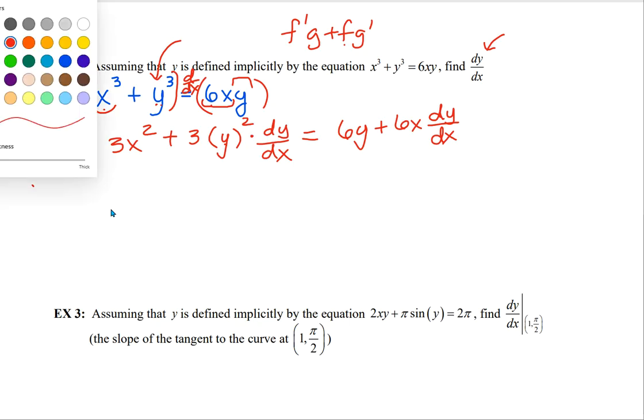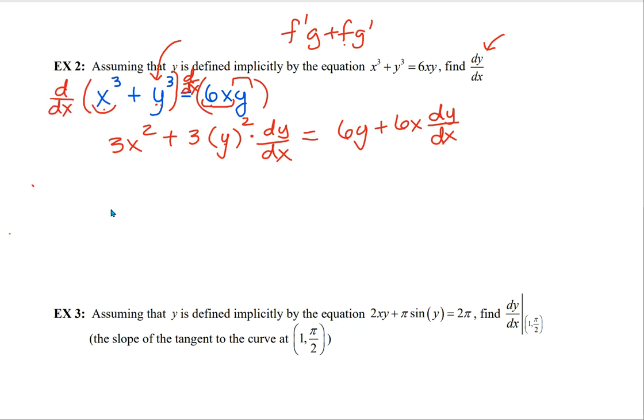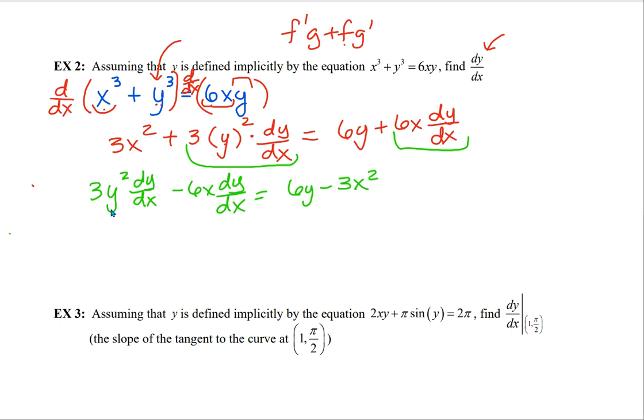Okay, now at this point, what you're going to do is solve for dy/dx. So you're going to want to get dy/dx terms all on one side. So these are your dy/dx terms. I'm going to bring them all to the left and then all other terms to the right, all in one swoop. Okay, 3y squared dy/dx, and then bringing over the minus 6 dy/dx. And then the 6y is over here, and we're going to subtract the 3x squared.